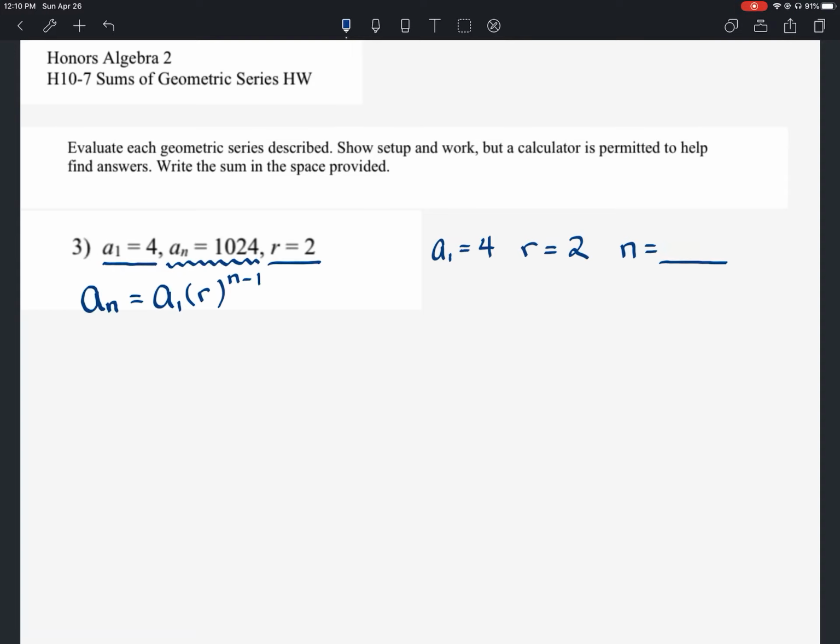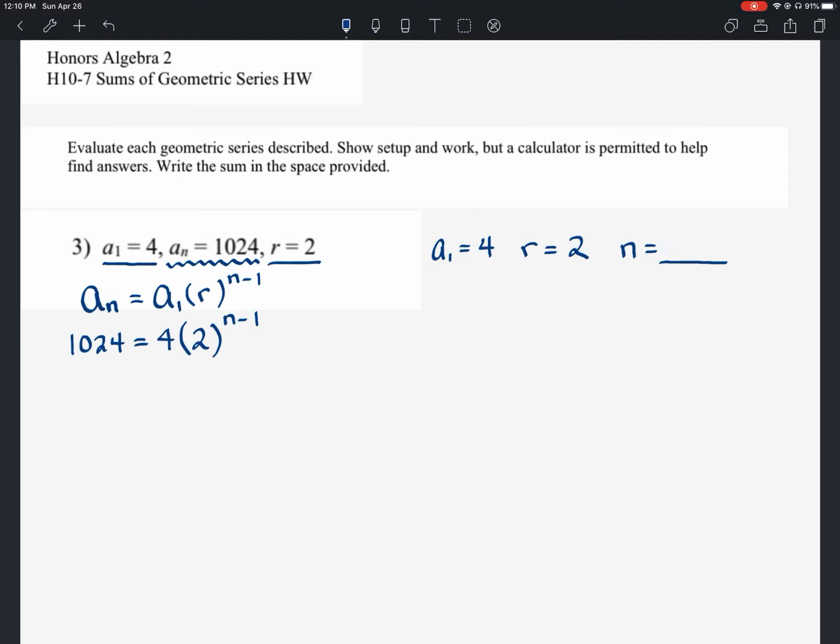So let's substitute in what we know. We know a sub n is 1024. The first term is 4. And we know that r is 2, raised to the power of n minus 1. Now we just need to solve this exponential equation.